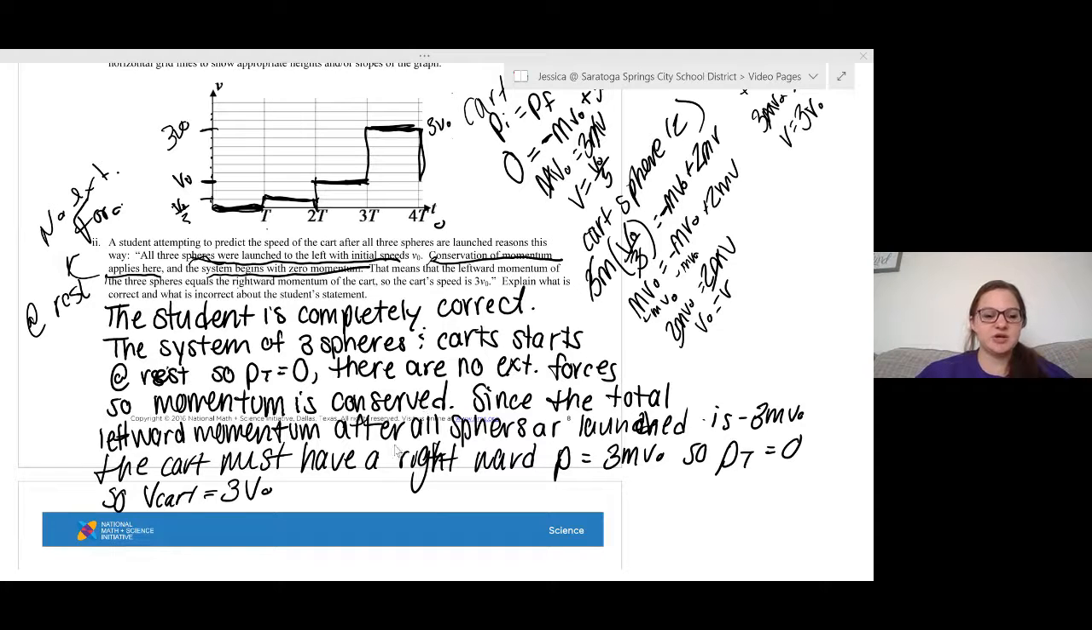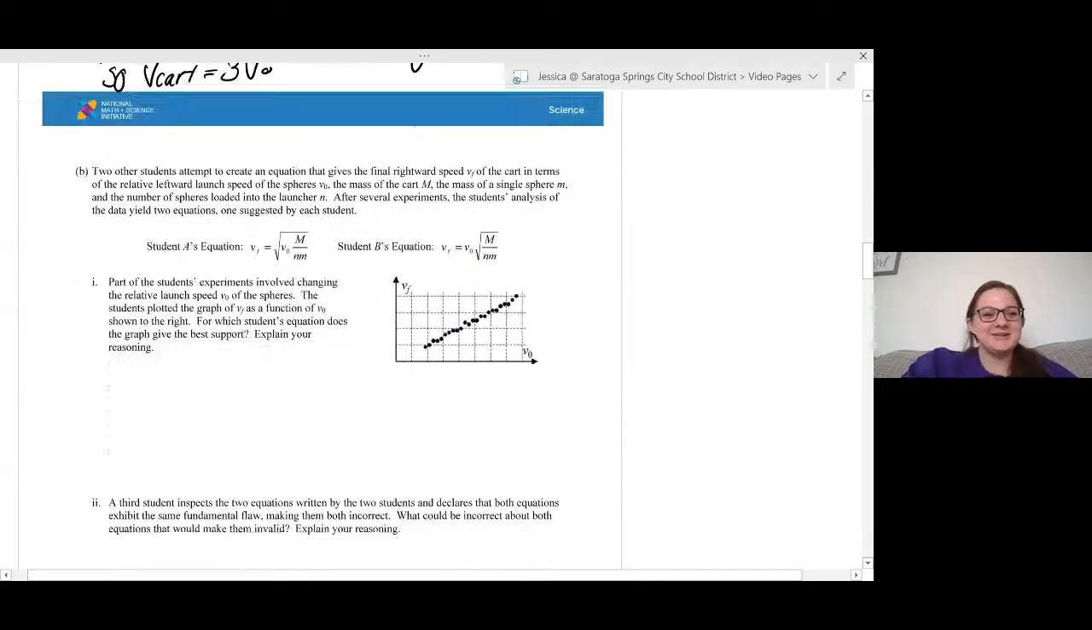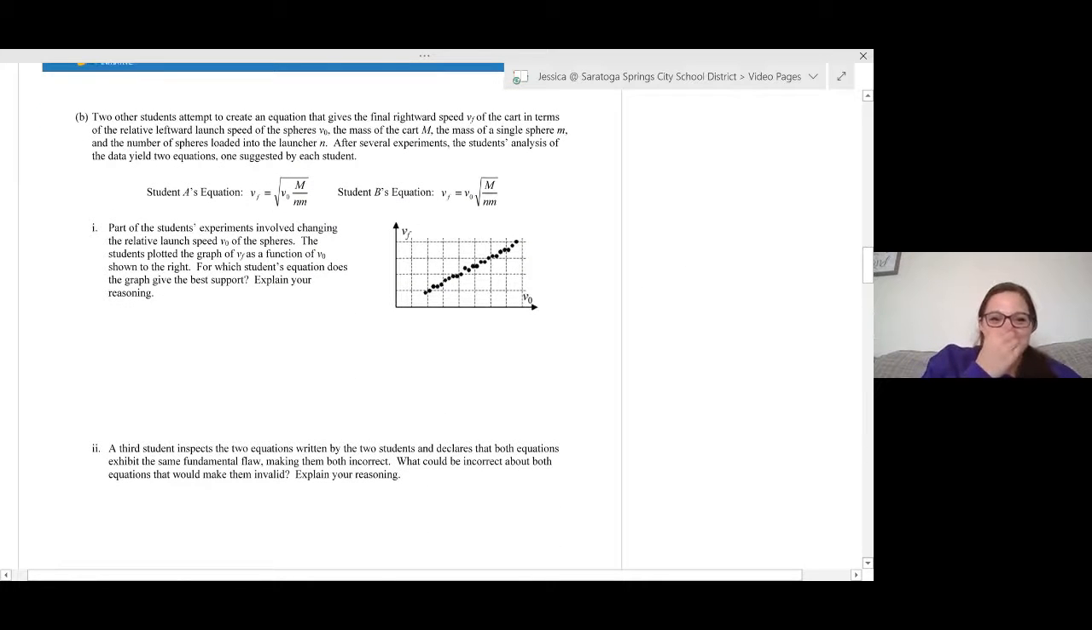Okay, so I'm going to go back and we're going to go over everybody's favorite, or actually no, I need to finish this question. So we have two other students attempting to create an equation that gives a final rightward speed VF of the cart in terms of the relative leftward launch velocity of the spheres. The cart's mass is M, the mass of a single sphere is m, and the number of spheres loaded into the launcher is N. So they're giving us all of the variables that could be in this equation, explaining what they are.